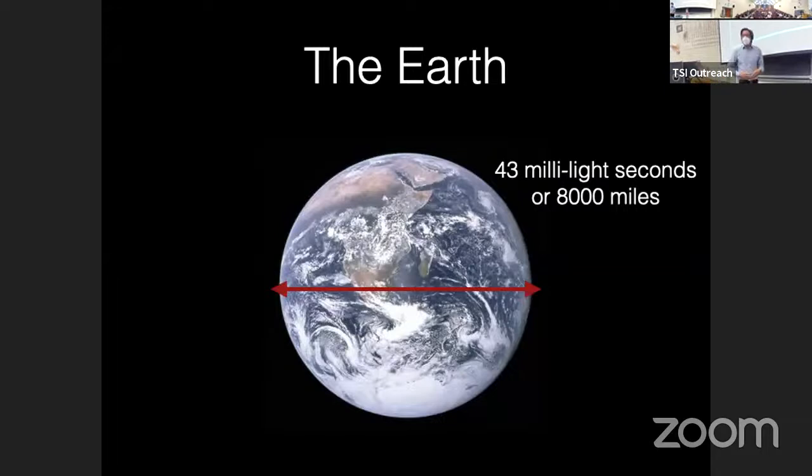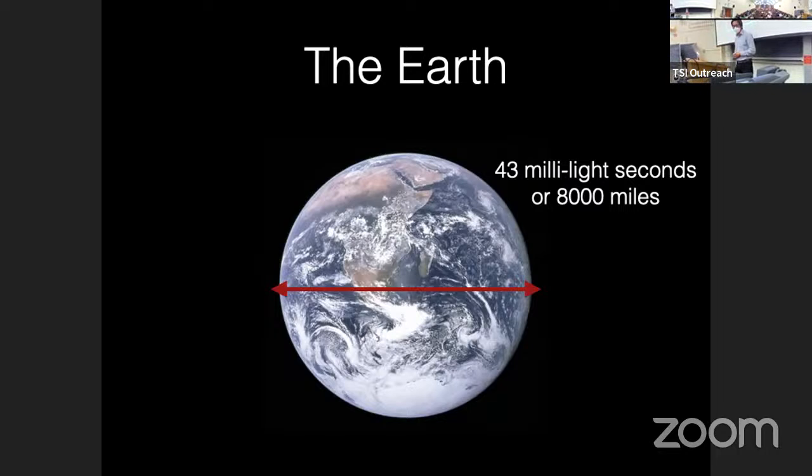And the Earth is a big place for humans, right? 8,000 miles across in diameter. It's a big place for humans, but a very small place for light. So something traveling at the cosmic speed limit, the speed of light, only takes 43 milliseconds to cross the diameter of the Earth. So we would say the Earth has a diameter of 43 milli light seconds.